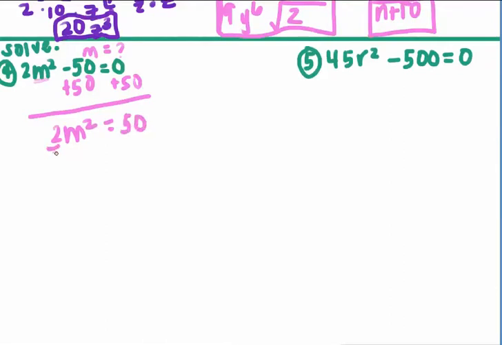Maybe divide by 2. Okay, and then now we get to this point. So I want to know as a final answer what M is going to be. I don't care about what M squared is. I want to know what M is.